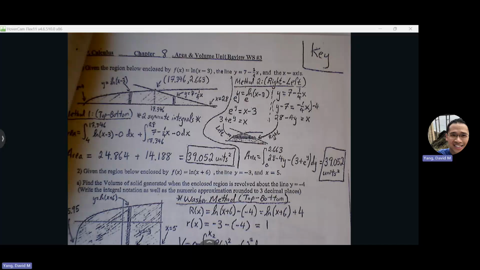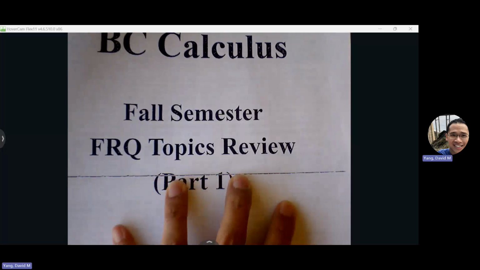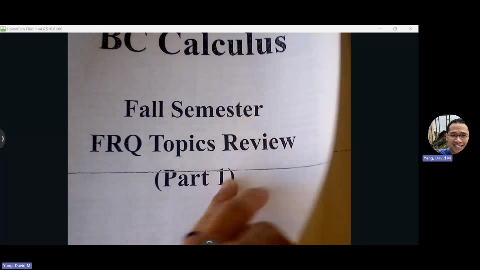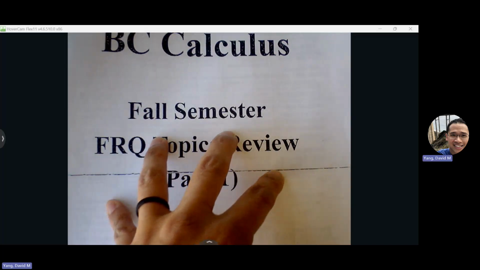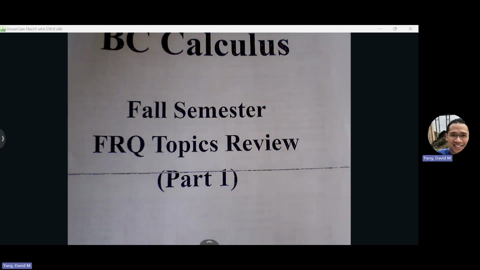There is homework tonight, and homework is off of the FRQ topics review, pages 1 through 6. I'll send a reminder. The key is in the packet, but the new FRQ unit is password protected, and I'm going to send that password to you. I'll send a reminder tomorrow afternoon about your homework due, as well as the help session tomorrow.